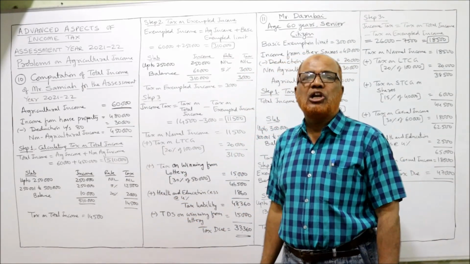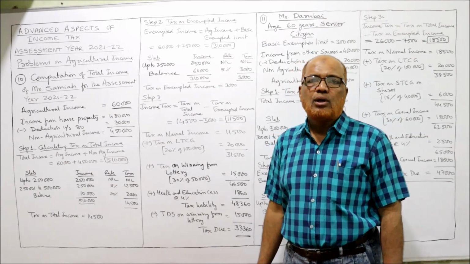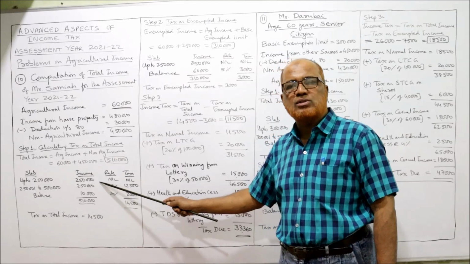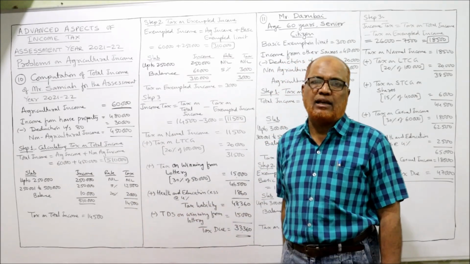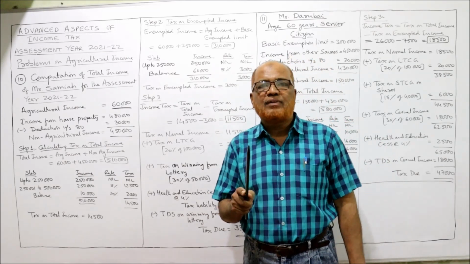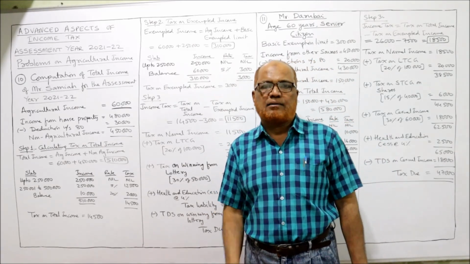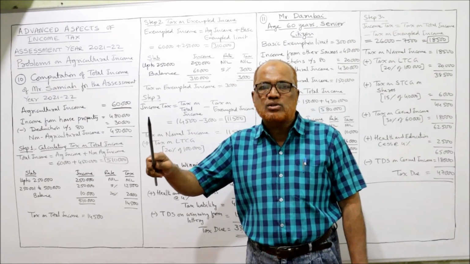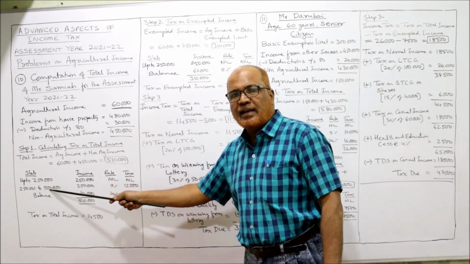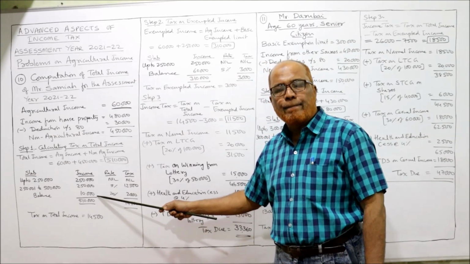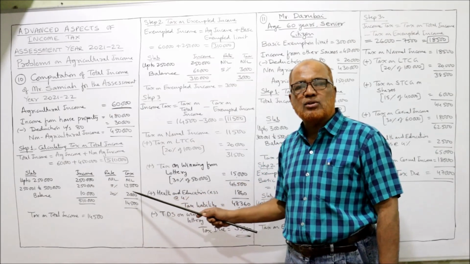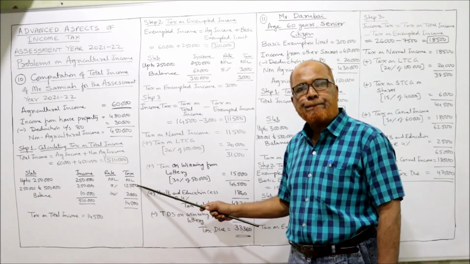The basic exemption limit is 2,50,000. The first slab up to 2,50,000, income is 2,50,000, rate of tax nil, amount of tax nil. The second slab goes from 2,50,001 to 5 lakh, so income will be 2,50,000. The rate of tax is 5%. So 5% of 2,50,000 is 12,500.